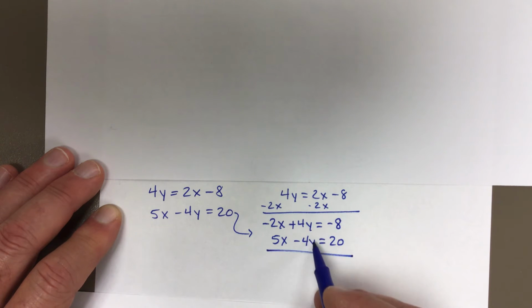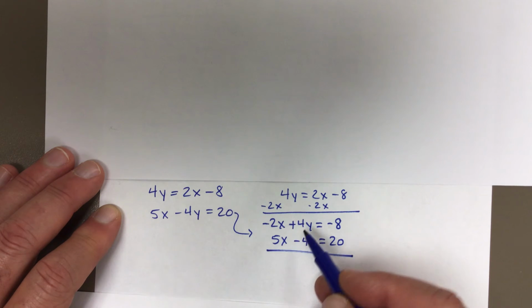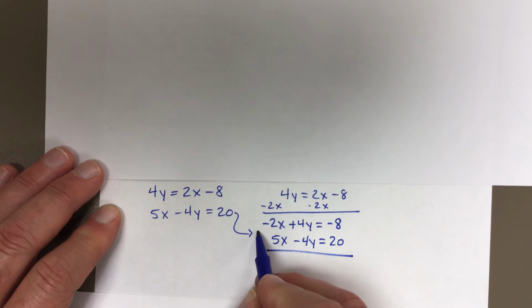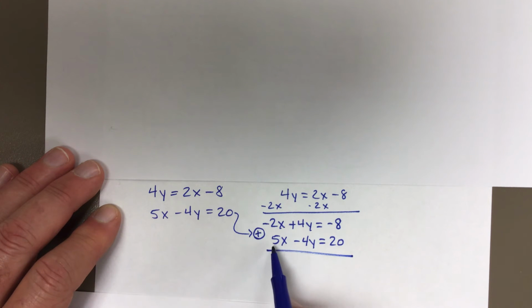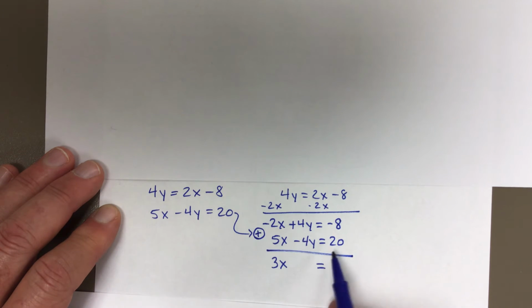We are going to eliminate the Y's because they have the same number, 4 and 4. What are the signs? The signs are opposite. That's an O. That's a vowel. I'm going to add because A is a vowel. So I'm going to add -2 plus 5, or 5 minus 2, which is 3x. The y's go away. We have eliminated them by adding 4 plus -4. It's gone. -8 plus 20 is a 12.